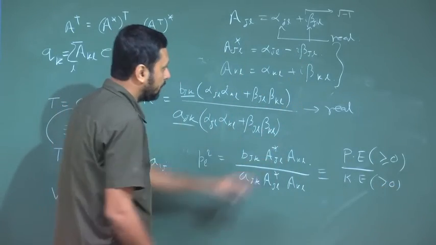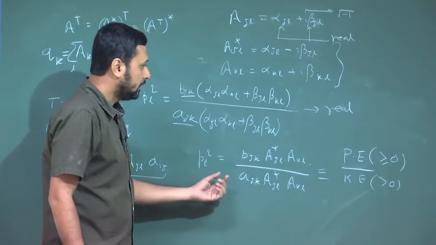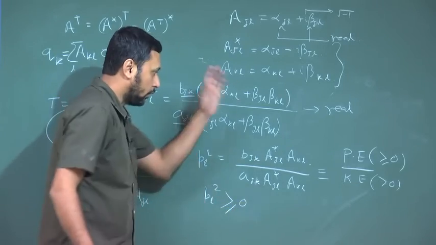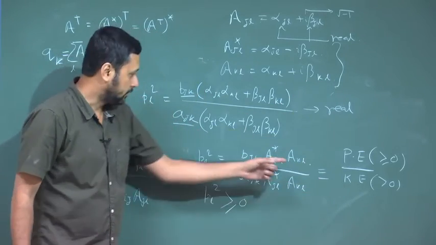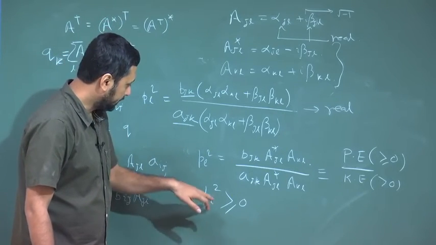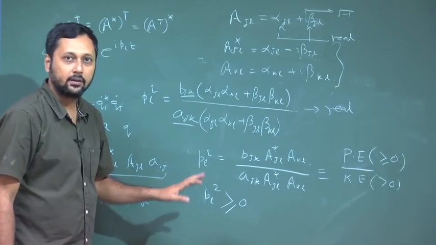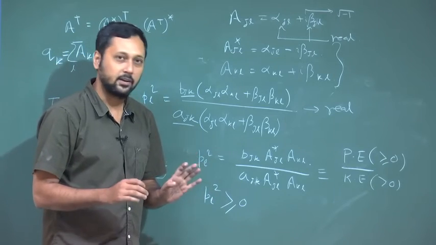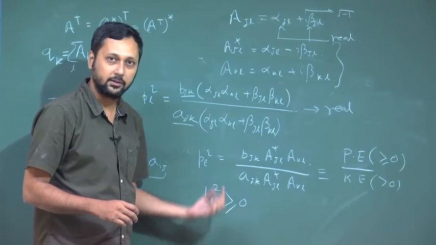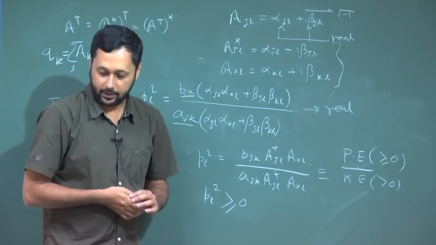So, these two combined with this real nature, we also see that the quantity pl square is greater than or equal to 0 for all the values of A's of the system. So, we have two properties: one is that it is real, and then that it is greater than or equal to 0. Combining these two, we can safely state that the eigenfrequencies we get by solving this equation are all positive definite quantities or could be 0, right.